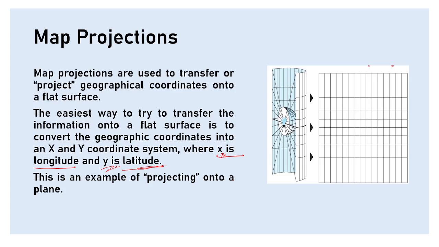So this is an example of projecting onto a plane. You can see this curved surface has been represented in this manner. This particular part, this slice, has been represented here. Each projection will take into consideration a different thing, so we will take a look at each of them.